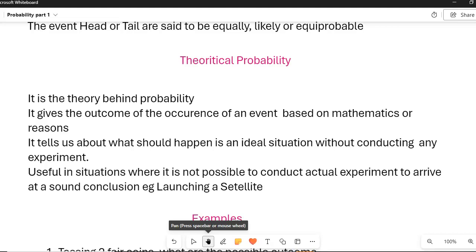So when we have a theoretical probability, this is the way you can tell the outcome based on mathematics or even some reasoning of a particular outcome without doing the actual event. That is the theoretical probability. I'm going to do some examples here.